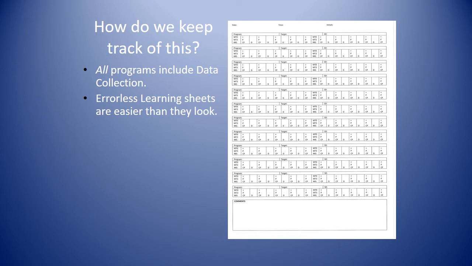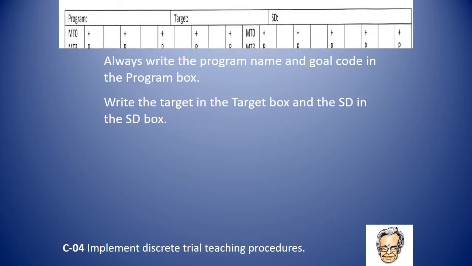So, how do we keep track of all this? Well, programs include data collection and the errorless learning sheets. These are more Learning Arts specific, but it'll work in most places anyway. Always write the program name and goal code in the program box. Write the target in the target box and the SD in the SD box. Remember, the SD is the instruction.